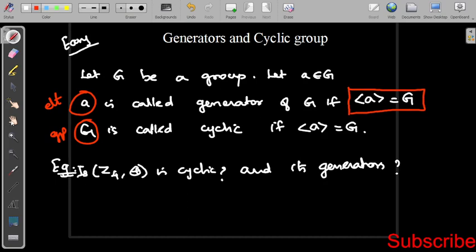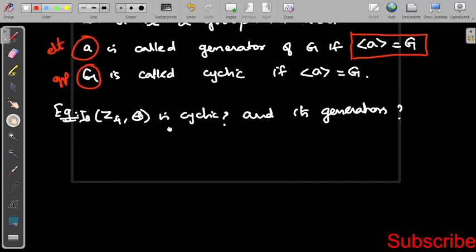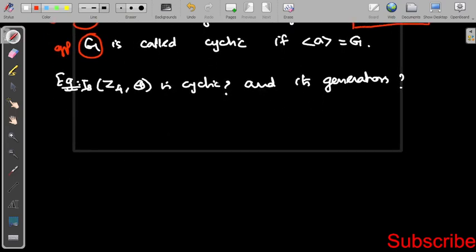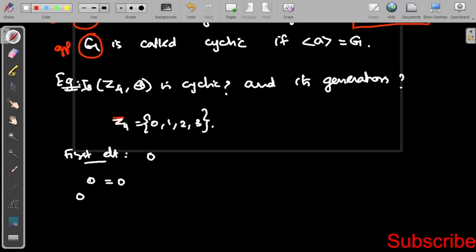Let's see this example. Z4 under plus circle is cyclic, and what about its generators? First of all, we can write the elements of Z4. Z4 is equal to {0, 1, 2, 3}. So let's take the first element, which is 0. I am taking 0 one time, 0 two times.